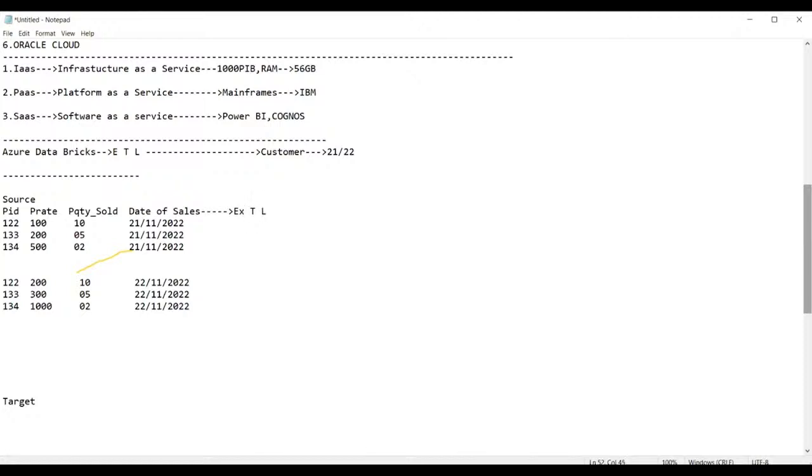Let us see how ETL is applied here. ETL stands for Extraction, Transformation, Loading. Let us see how the extraction is done. The first process of extraction is where you have to pick up. Do we require the product ID to find out the net sales amount of the day? Not required. Do you require the product rate? Required. Quantity sold? Required. Date of sales? Required.